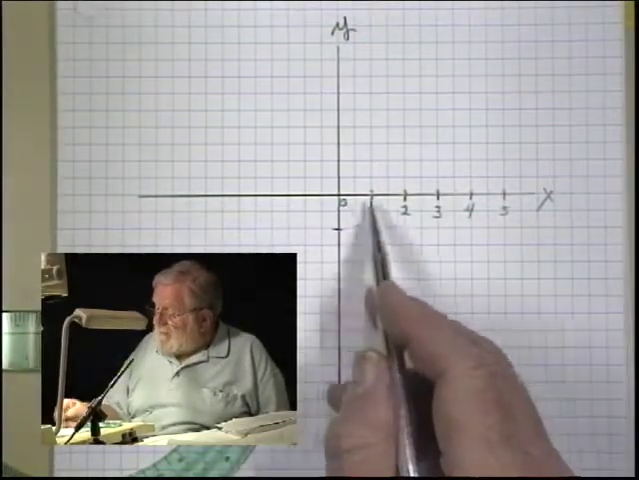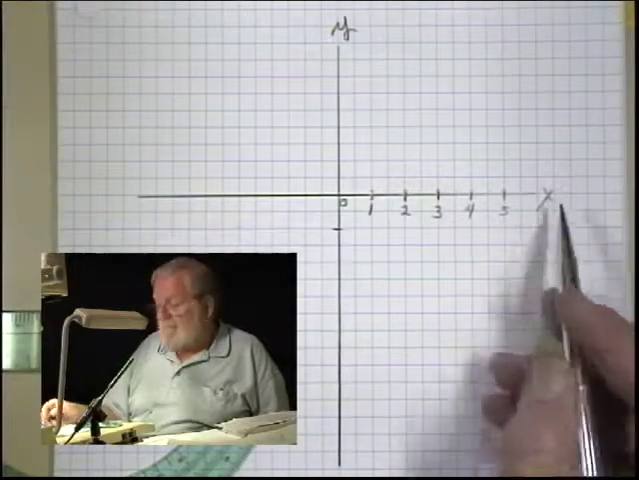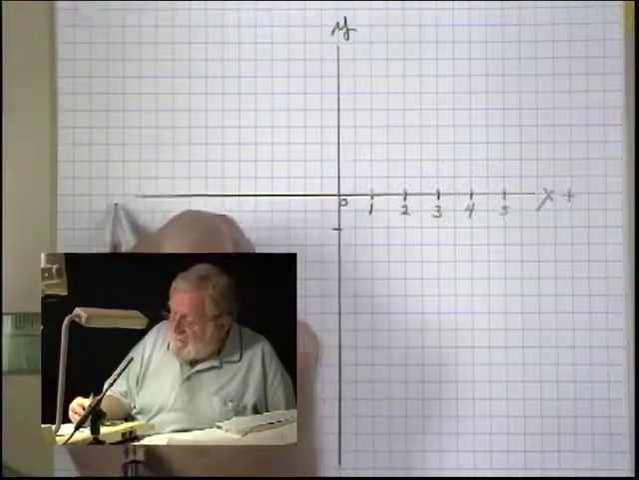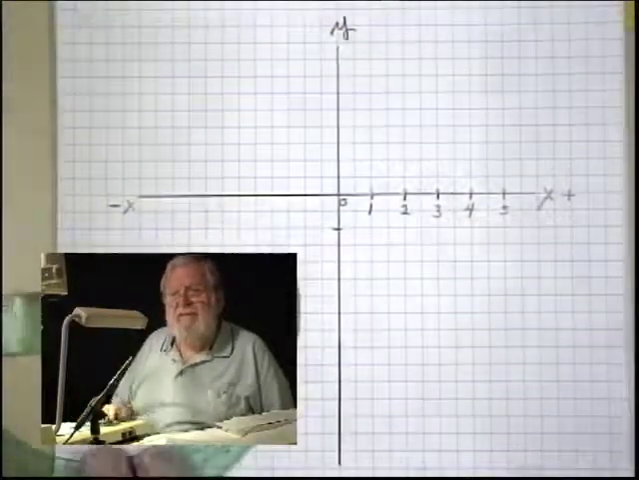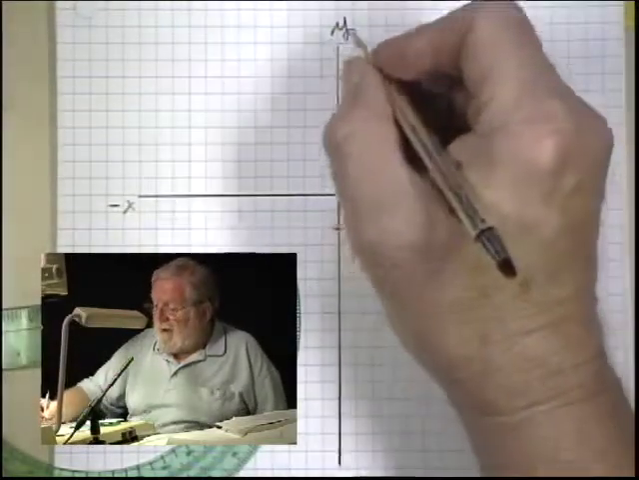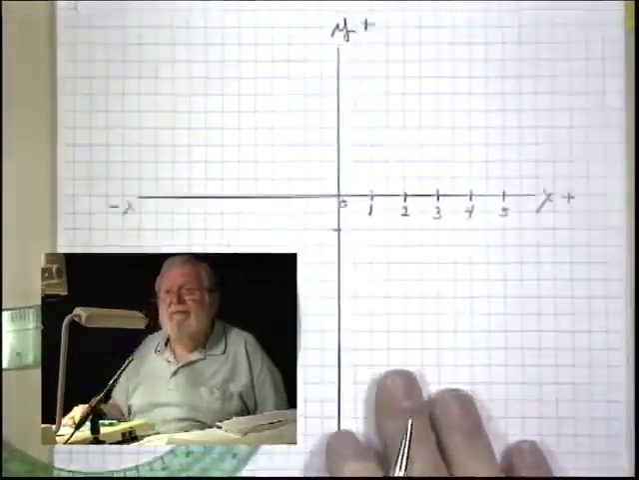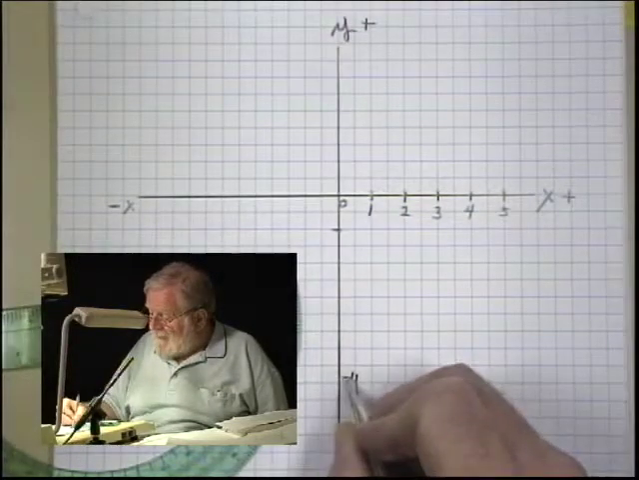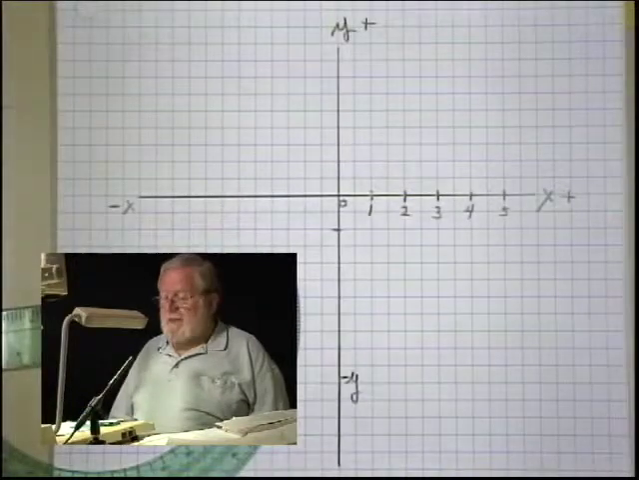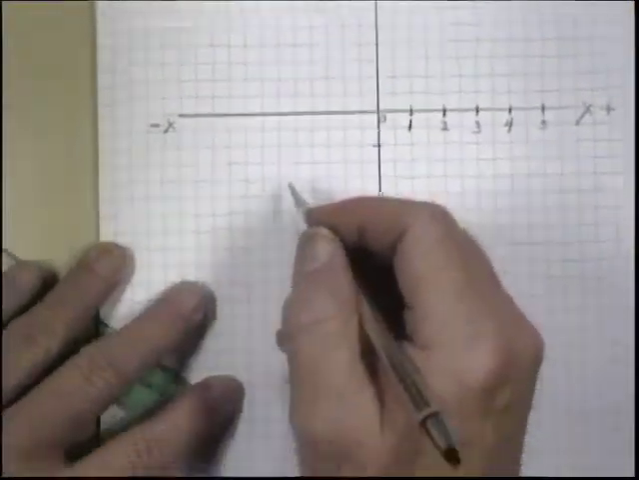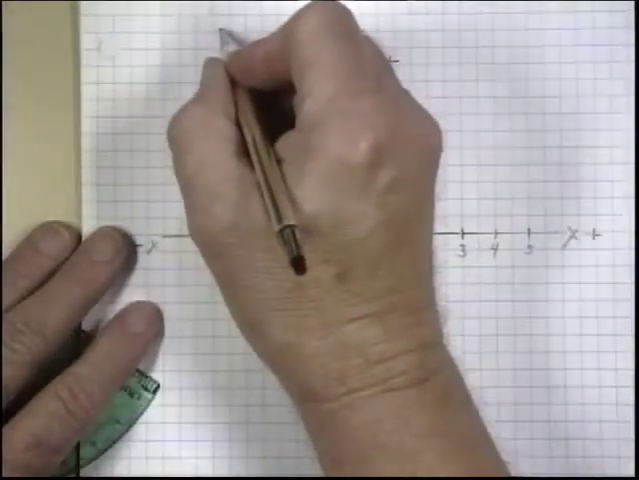When we go from 0 to the right on the x-axis, we're in positive, so this is a positive x. When we go from 0 to the left, we're negative, so this is a negative x on this side. When we go up above the 0 on the y, we're in a positive direction. And when we go down below 0, we're in a negative y direction. So I'll write the ordered pairs up on the top so that you can see them better.